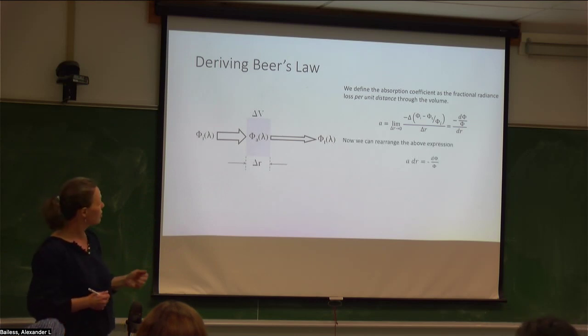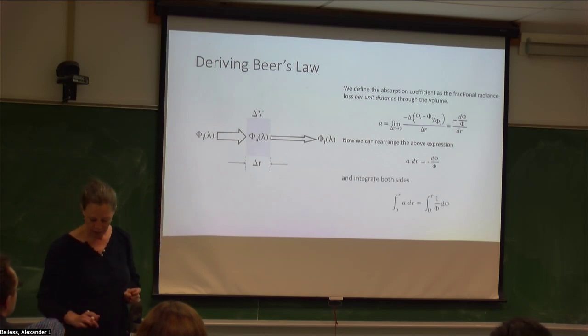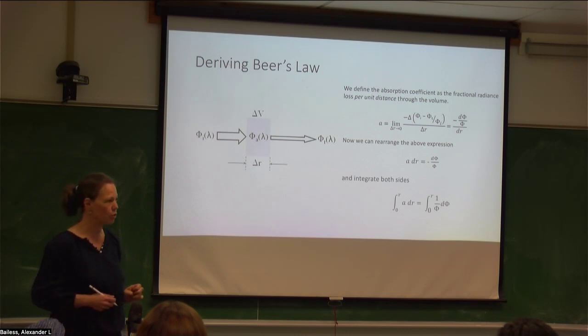And we can rearrange it as I've done here and put the dr with the A and the minus d phi over phi on the right-hand side. And then we can integrate both sides with respect to the path length, with respect to r.